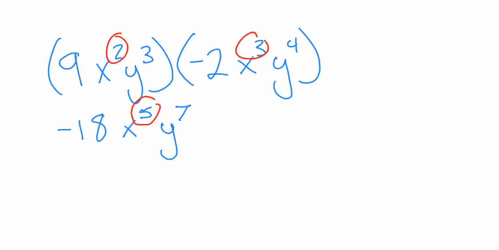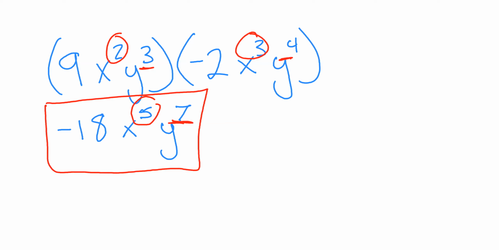To get this 5, we added the exponents, and to get this 7, we added these exponents, okay? Because we're adding up the number of times that we're going to multiply by that base. All right. So for this guy, our simplified answer is negative 18, x to the 5, y to the 7. All right, take a minute, make sure you fully understand how this works, okay?